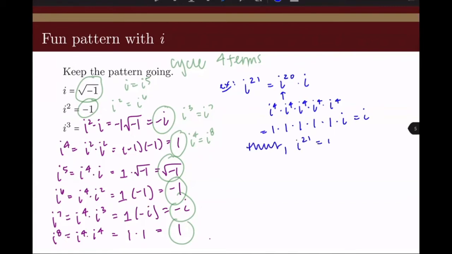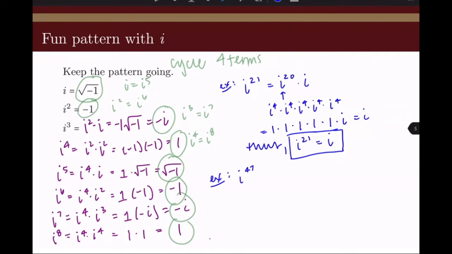Therefore, i to the 21 is just equal to i. I generally like to look for the factor of 4, and then you kind of count up from there. So for another example, if we had i to the, let's say, 47.